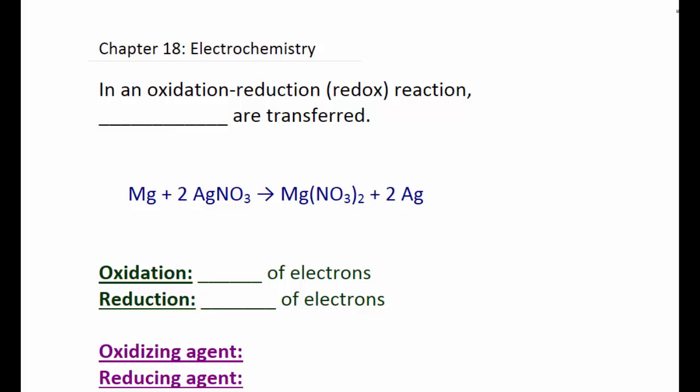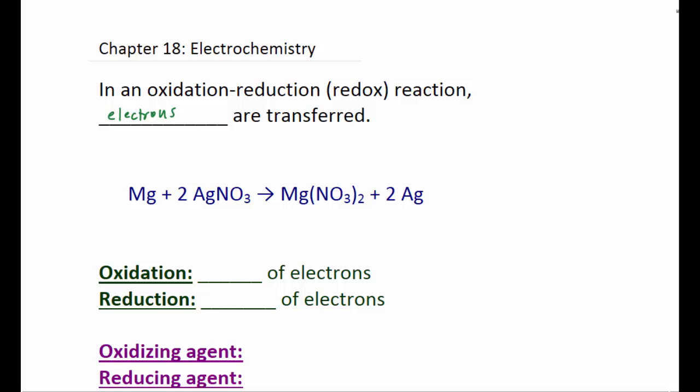All right. So electrochemistry is what we're talking about here. This chapter is all about oxidation reduction reactions. And we talked about this very briefly in first semester. It contrasts with an acid-base reaction where usually protons are transferred, right? In an oxidation reduction reaction, what is transferred? Electrons are transferred.